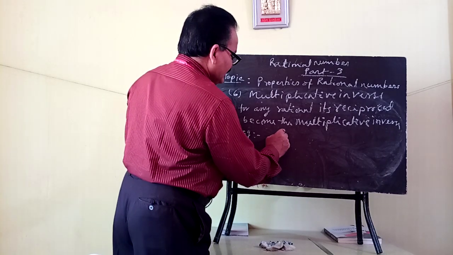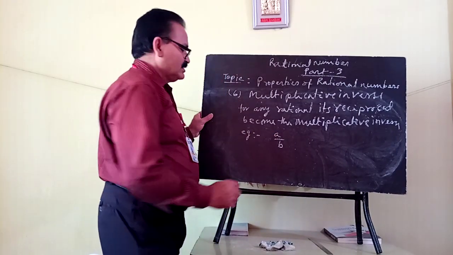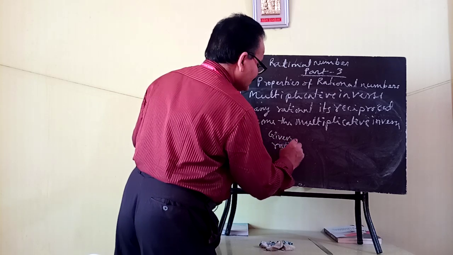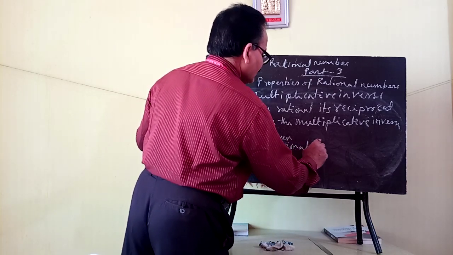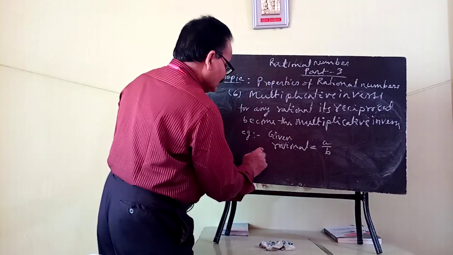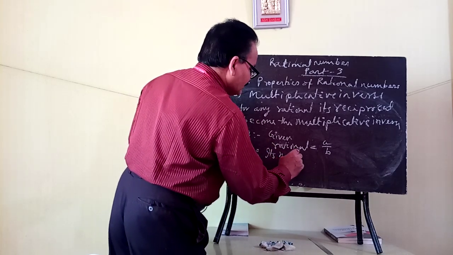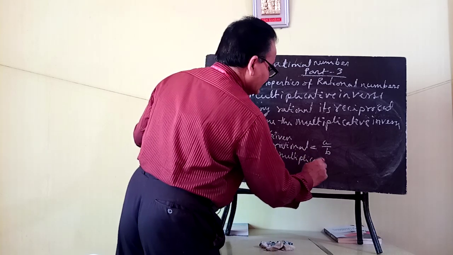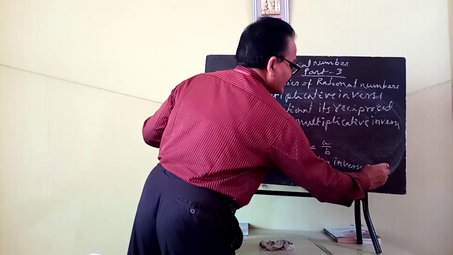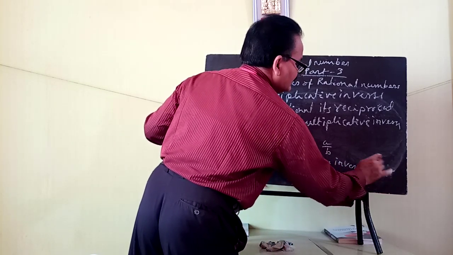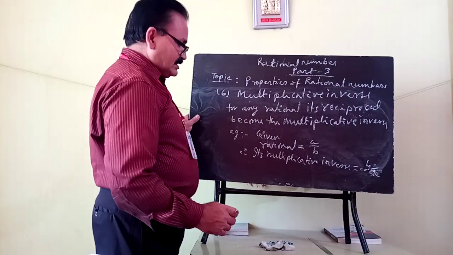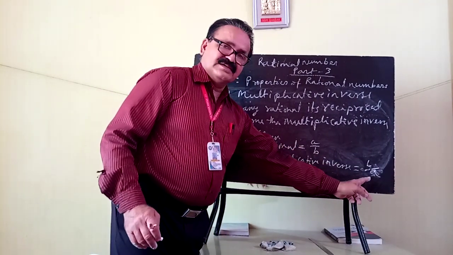suppose A by B is your given rational. Therefore, its multiplicative inverse is your B by A, not minus B by A. So the reciprocal of A by B is B by A.